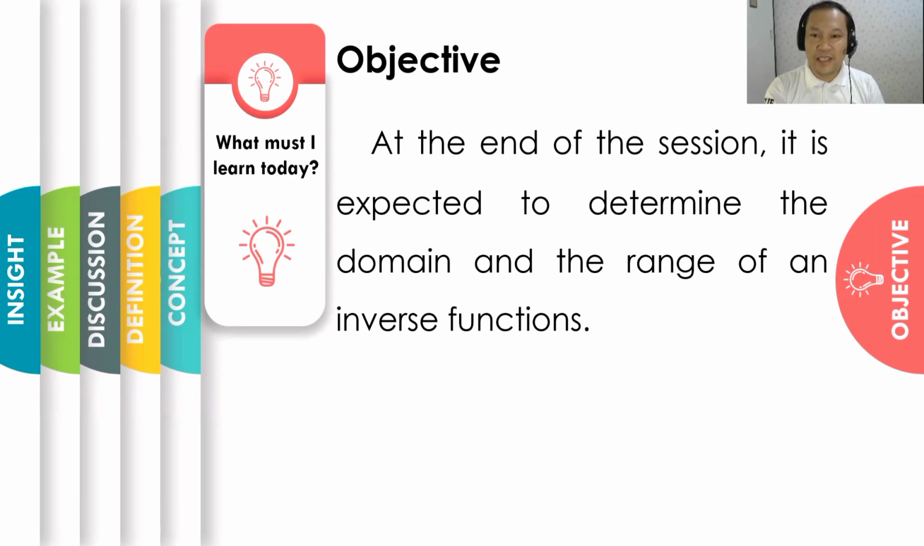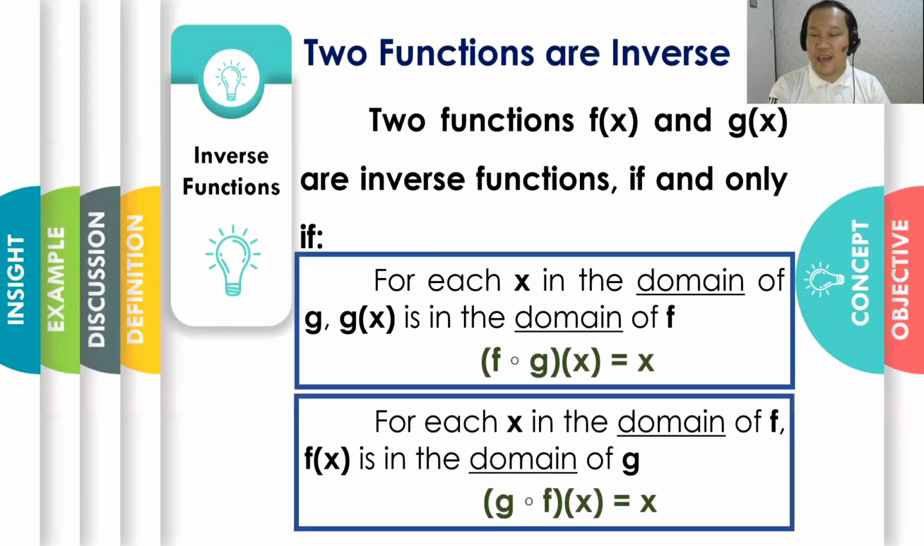Now, in our previous discussion, we discussed that two functions, f of x and g of x, are inverse functions if and only if, for each x in the domain of g, g of x is in the domain of f, wherein f composite g is equal to x. And for each x in the domain of f, f of x is in the domain of g. That is, g composite f is equal to x.